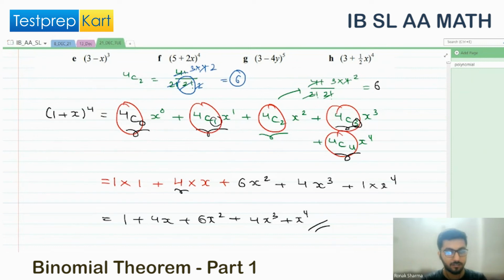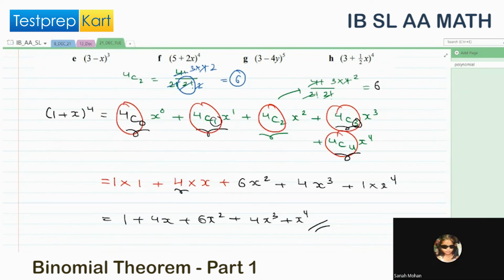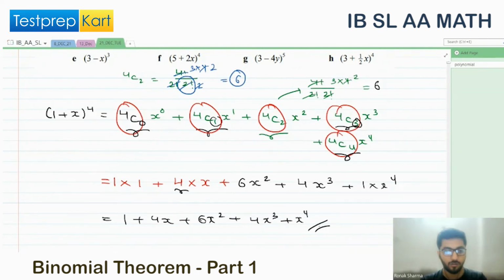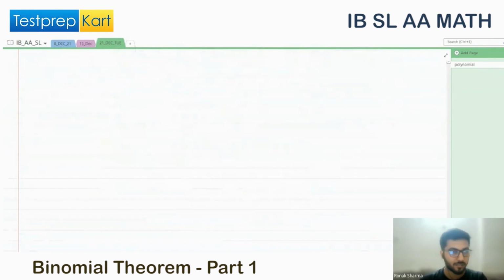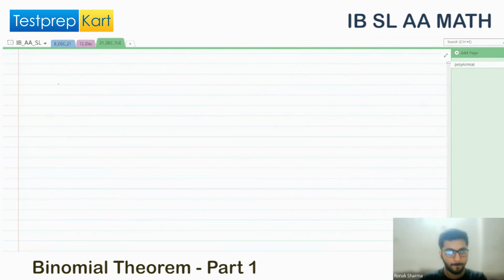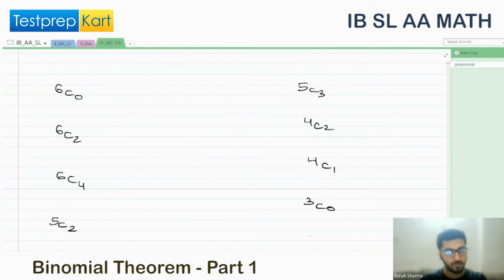Where are you getting stuck? In finding the values. Then okay, no problem. Just let me give you a few basic exercises. Give me the values of, let's say, 6C0, 6C2, 6C4, 5C3, 4C2, 4C1, 3C0, 5C2, 4C1.